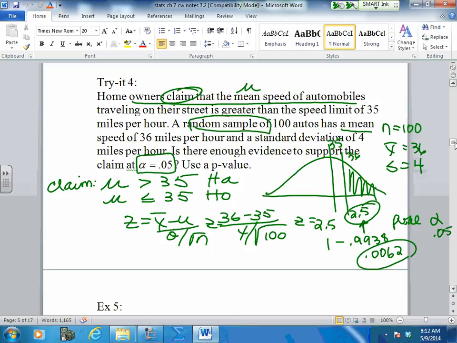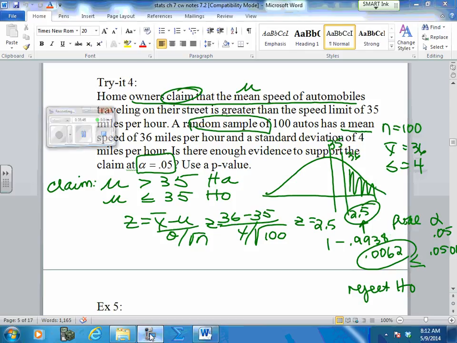This, almost guys, is what you compare to this one. Fill this with zeros. Is 62 less than 500 or greater than 500? So you've got a less than or equal to. What's your decision? Good. Reject HO. One more. There is enough evidence to support the claim that the speed is greater than 35 miles an hour. Ta-da!